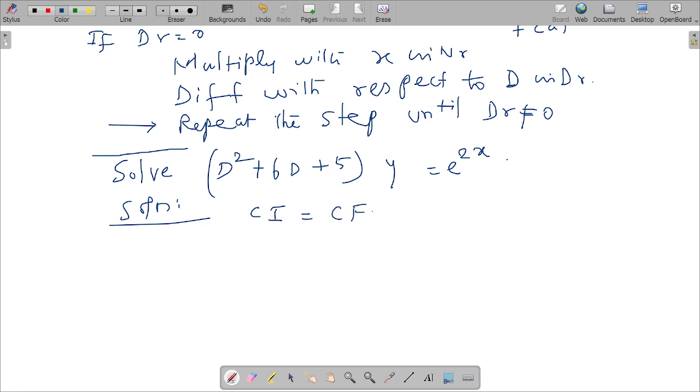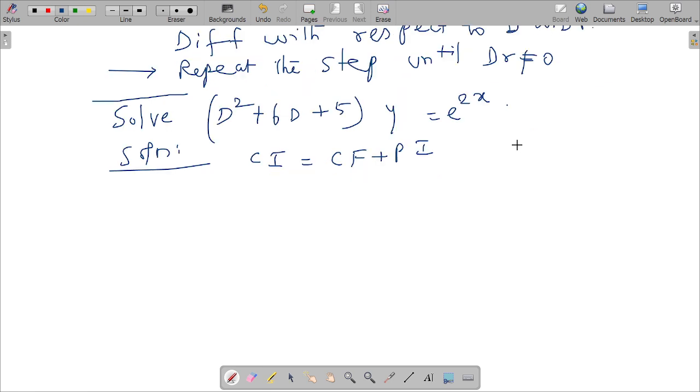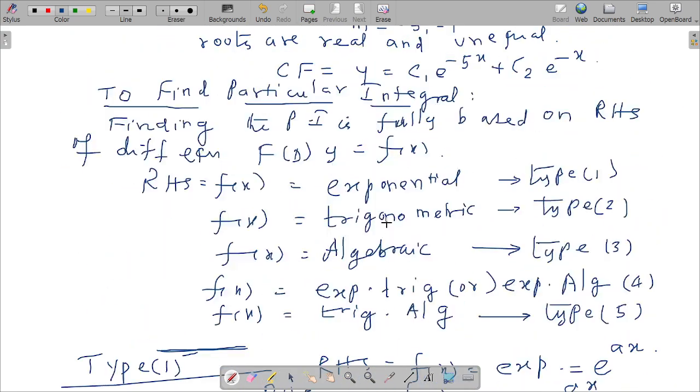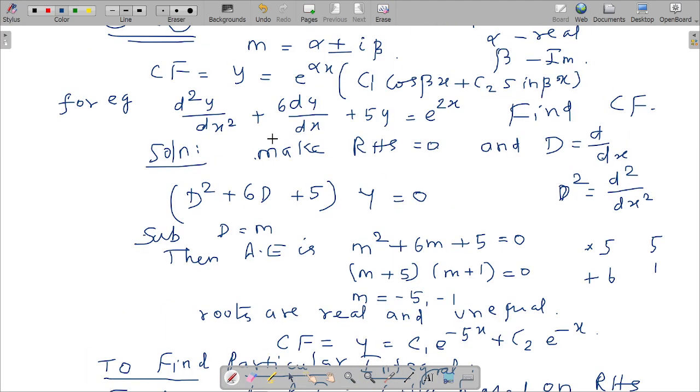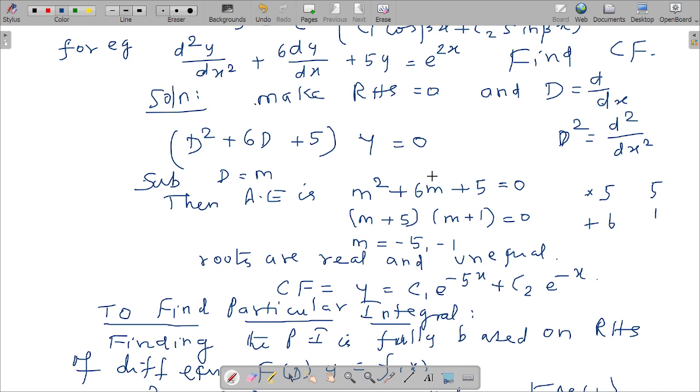One is complementary function plus particular integral. First you have to find the complementary function, then you have to find the particular integral. To find the complementary function, make the right hand side equal to 0. Already we have done the same problem here, d square plus 6d plus 5 into y equal to 0.